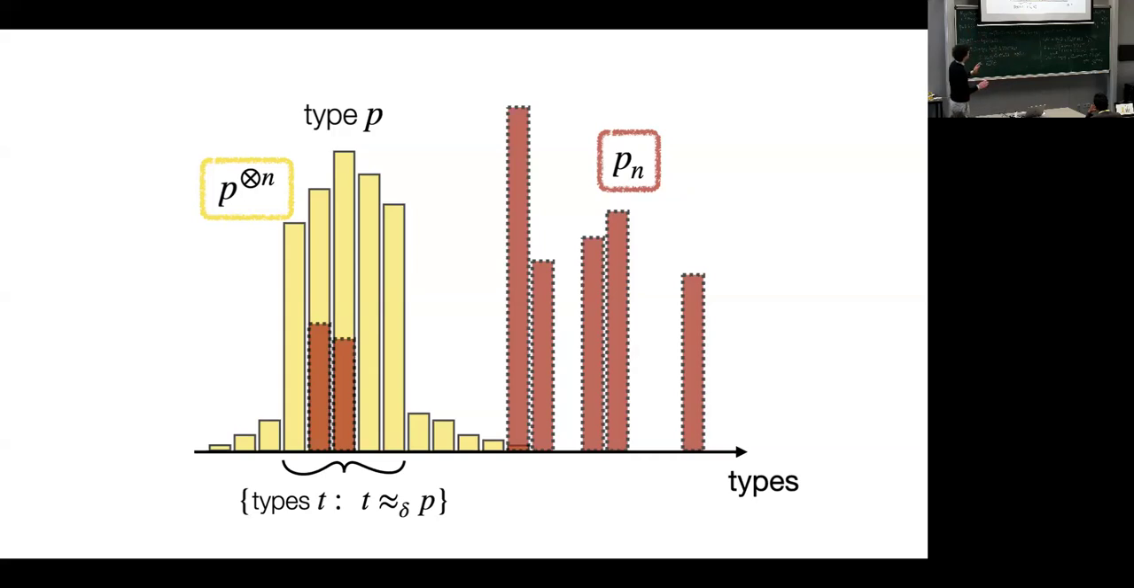And okay, so the only thing we know about Pn is that it's not orthogonal. Okay, so it's epsilon away. So it will have a crazy shape like this. But what we know is that it needs to have some weight on this typical set of types, because otherwise it would be orthogonal. Like P tensor n is concentrated there, Pn needs to have some weight there.